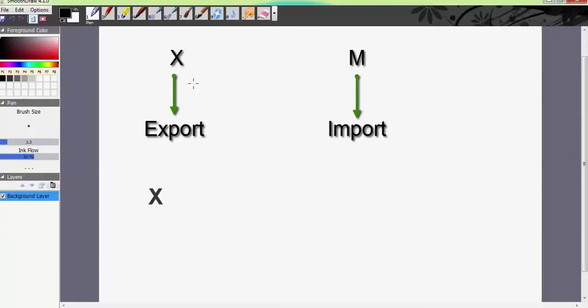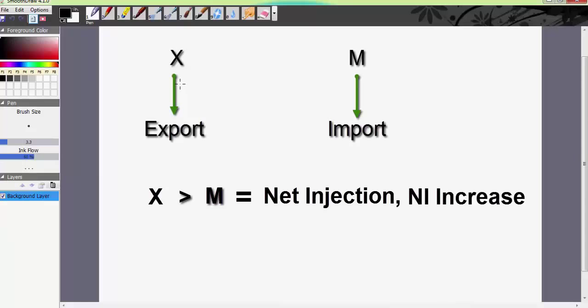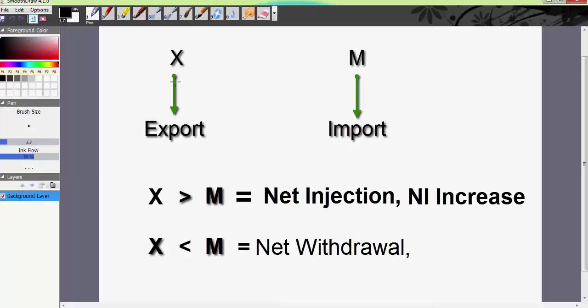Now what if exports are more than imports? Because exports result in injections into the economy, if exports are more than imports, it will result in a net injection into the income stream of the economy and the national income will increase. On the other hand, suppose exports are less than imports, then what will happen? Because imports result in withdrawals from the income stream of the economy, it will result in net withdrawals, which will ultimately cause a decrease in the national income of the economy.